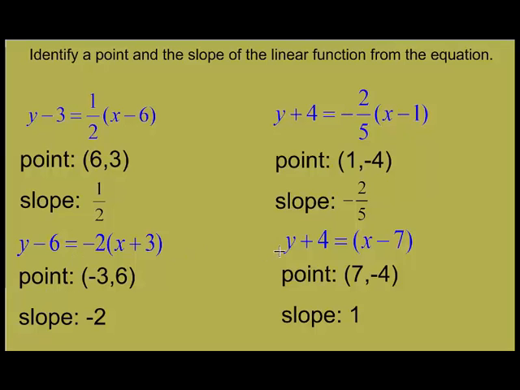This fourth one's kind of tricky because it does not look like we have a slope there. There's no value there. Anytime there's no value there, you can assume your slope is a 1. So we have a slope of 1 and a point of 7, -4. Being able to identify the point and the slope from an equation is a very important skill.